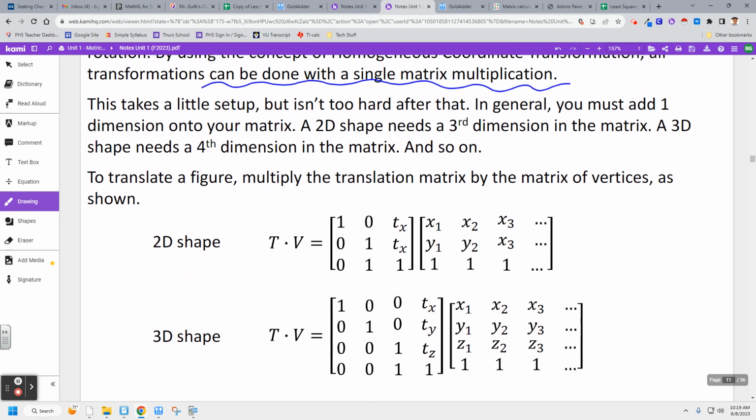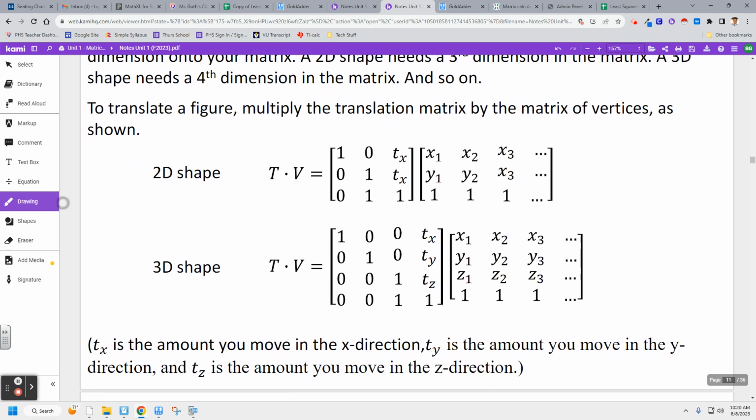In general, you must add one dimension onto your matrix. A two-dimensional shape needs a third dimension in the matrix. A 3D shape needs a fourth, and so on and so on. To translate the figure, multiply the translation matrix by the matrix of vertices as shown. Okay, so one thing to notice, I made a mistake in my notes, and then I copied that mistake for subsequent problems. So I made kind of the same mistake several times, or a similar mistake anyway.